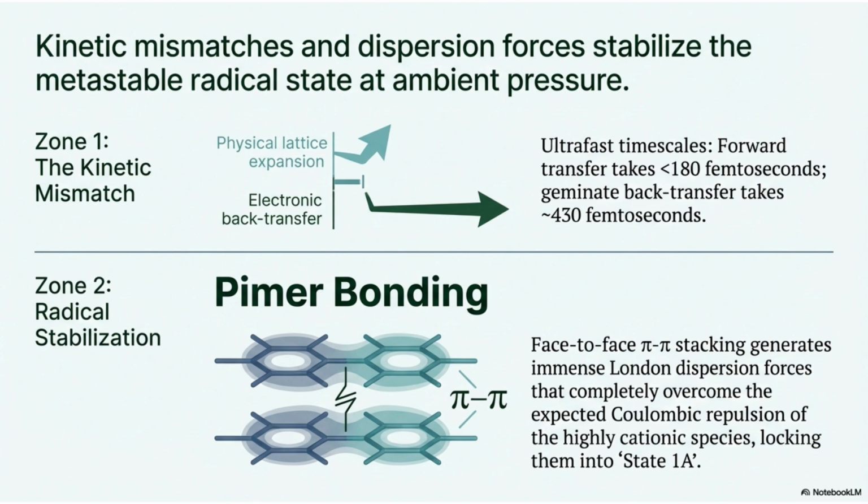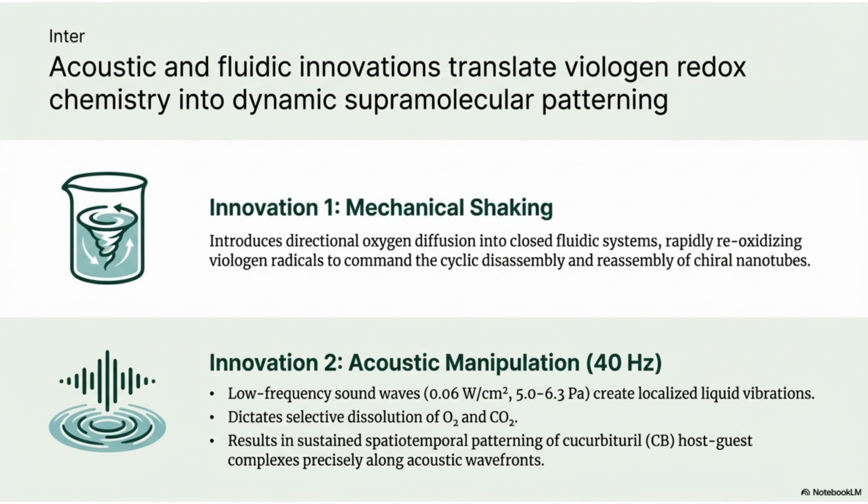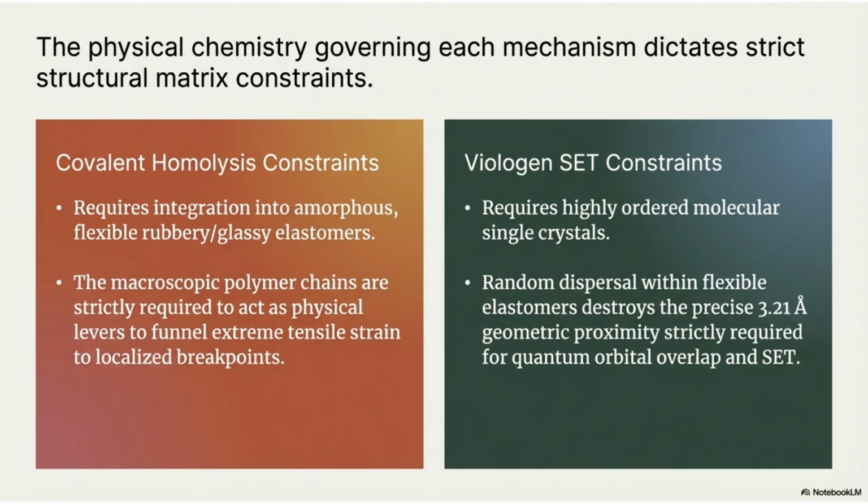This includes ultrafast electron transfer timescales and Pymer bonding, where immense London dispersion forces overcome expected Coulombic repulsion. Acoustic and fluidic innovations translate viologen redox chemistry into dynamic supramolecular patterning. Innovation 1, mechanical shaking, introduces directional oxygen diffusion for cyclic disassembly and reassembly of chiral nanotubes. Innovation 2 uses low-frequency acoustic manipulation, or 40 Hz sound waves, to create localized liquid vibrations. This dictates the selective dissolution of gases and results in sustained spatiotemporal patterning of host-guest complexes.